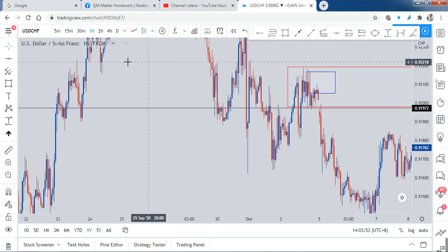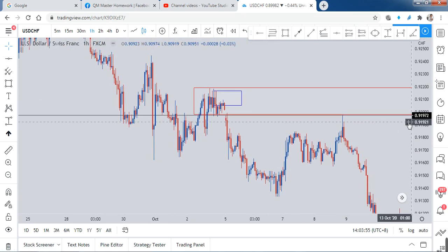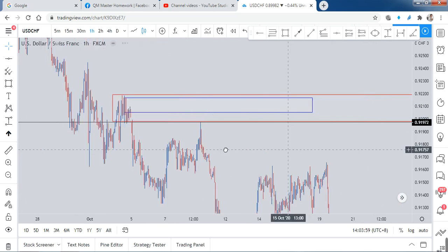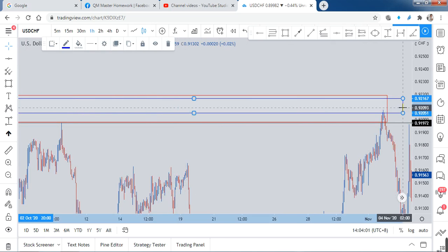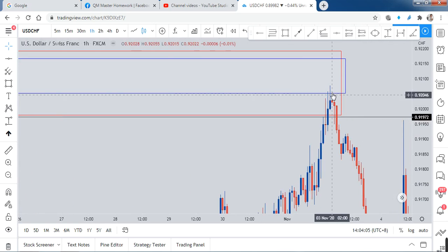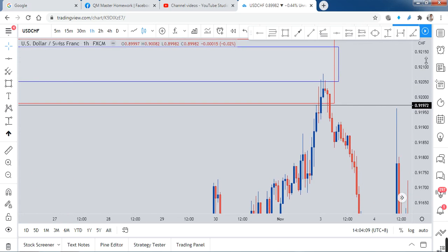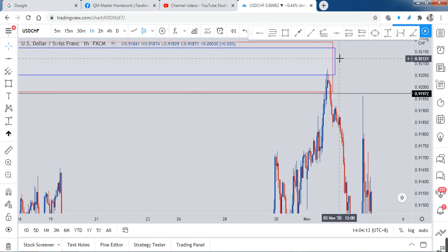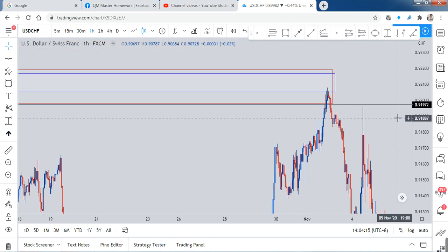So let's see if this supply zone really triggers my entry. All right, so this is how I did my analysis. Precisely, the price came into this area, got rejected and then went off. So this time I already got my entry and I have my stop loss. So where should I take my profit?